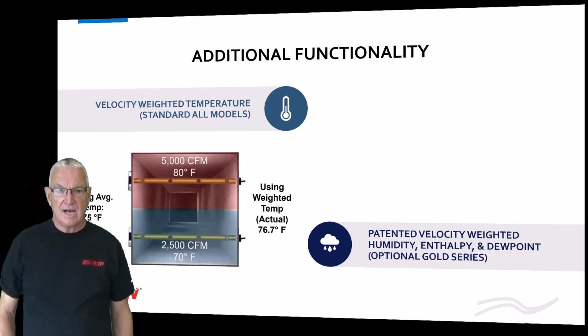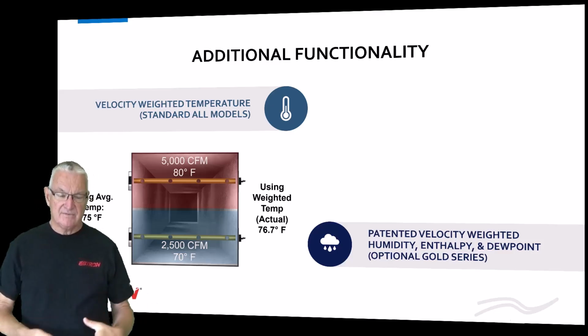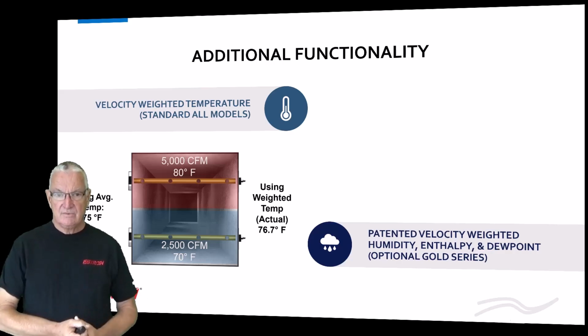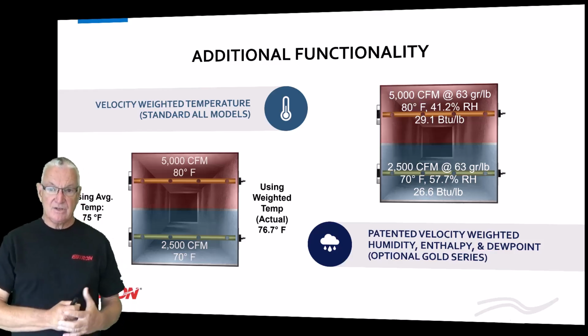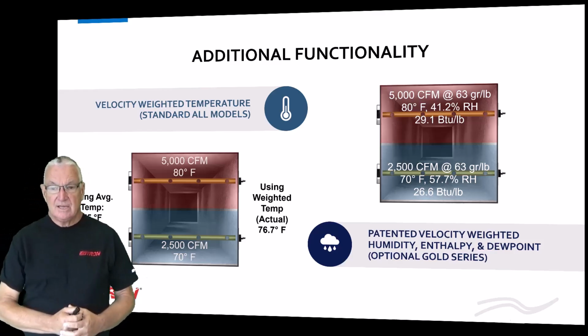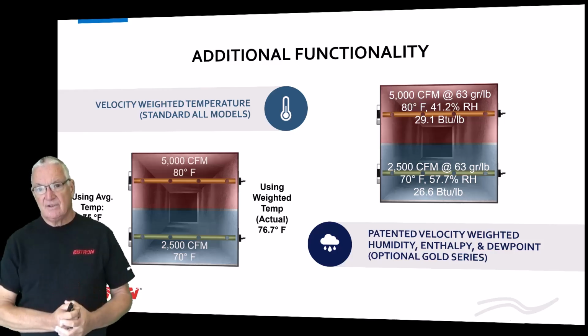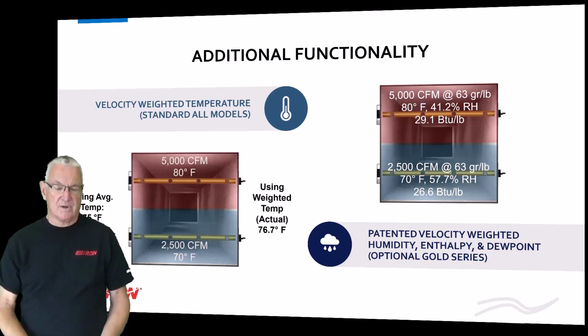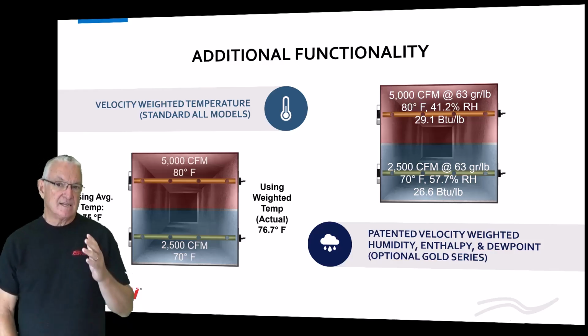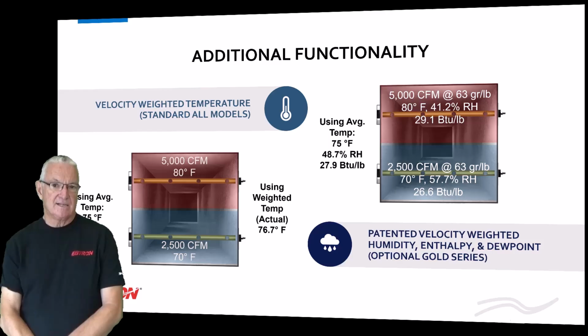So we give you velocity weighted temperature. Even if each sensing point was seeing a different temperature and a different velocity, you'd end up getting the true velocity weighted temperature of that airstream. We also add a humidity sensor, and from that humidity sensor we can get dew point. From dew point we can calculate velocity weighted humidity, we can get velocity weighted enthalpy, and of course we can get dew point. So that's an option, but it's a small option add on the EBTRON.